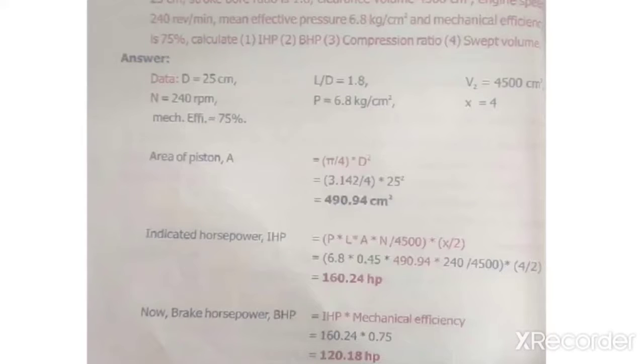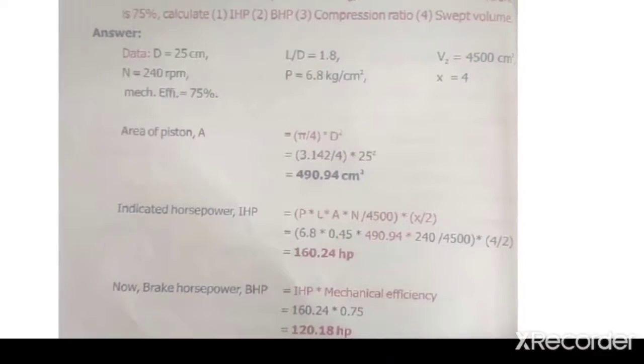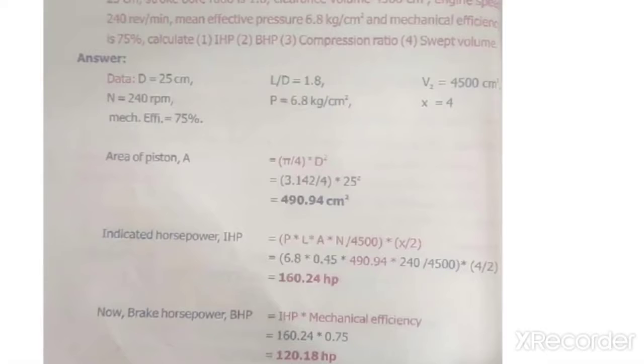Now BHP. Okay, we know that formula for mechanical efficiency, BHP divided by IHP into 100. So BHP is equal to IHP into mechanical efficiency. Okay, so 160.24, that is the value for IHP, into 0.75, that is the mechanical efficiency. Then the answer will be 120.18 HP. Why the value for mechanical efficiency that is taken here 0.75?